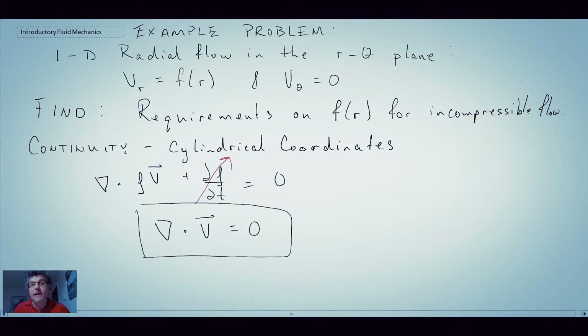Let's rewrite that now in terms of cylindrical coordinates, and then we'll play around with the math and see if we can figure out what the functional relationship should be for the velocity in the radial direction. So del dot v equals 0, writing that in cylindrical coordinates, what we have is the following.